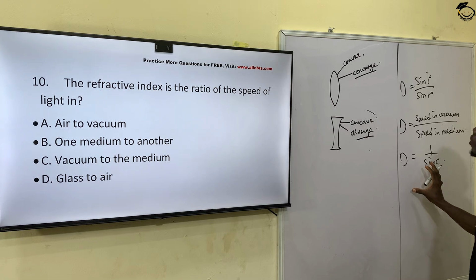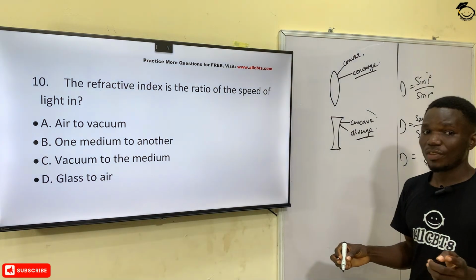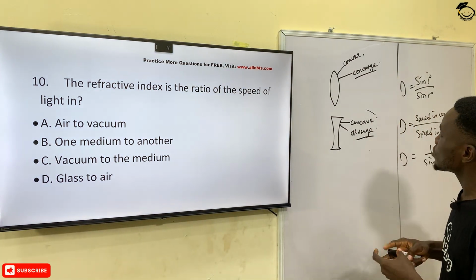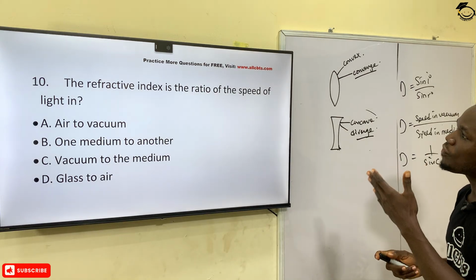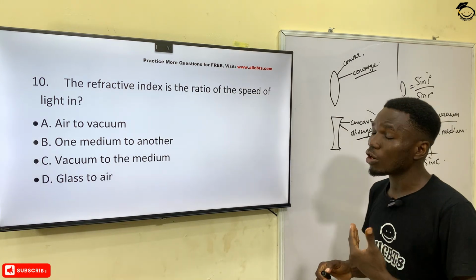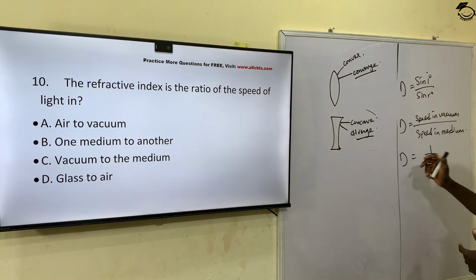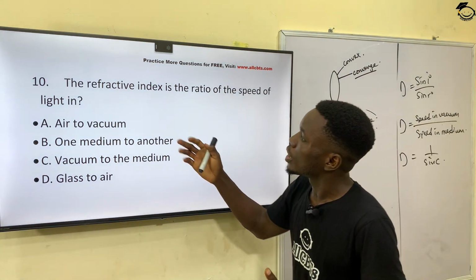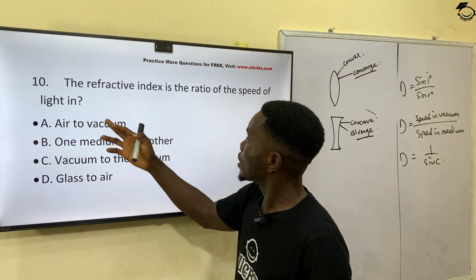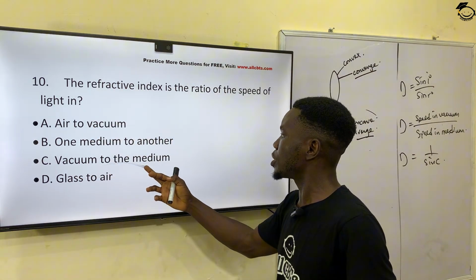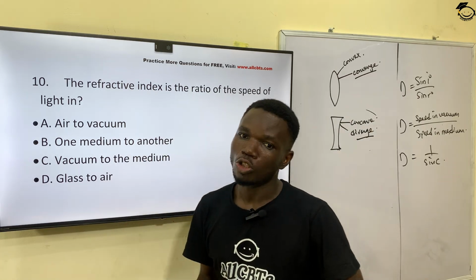So there are over 6 formulas for refractive index. One of the formulas is what they're asking us: the formula for the refractive index that has to do with the ratio of the speed of light. So we have the speed of light in vacuum over the speed of light in medium. It talks about the speed of light in vacuum to the speed in medium. And that is option C.